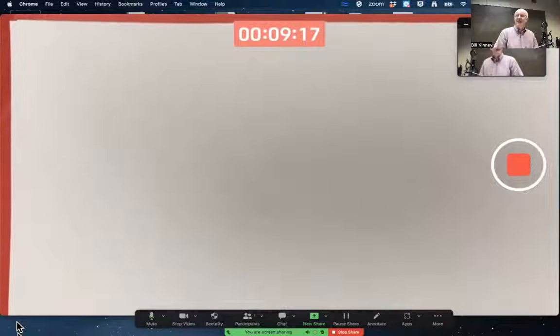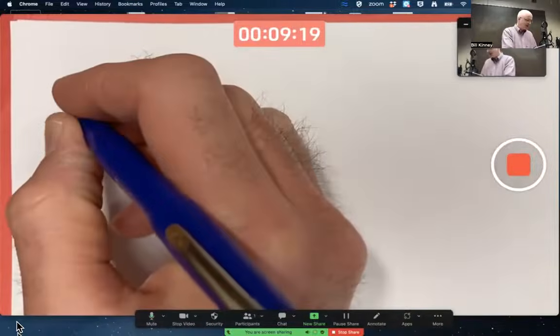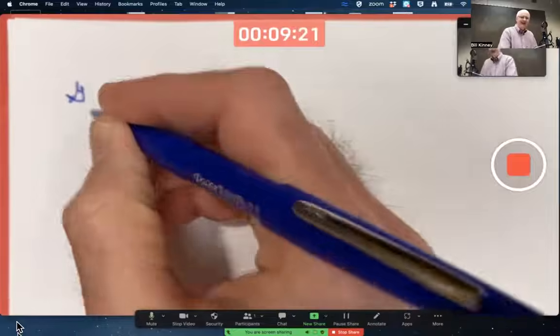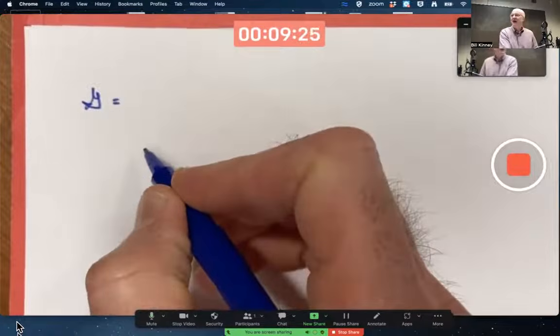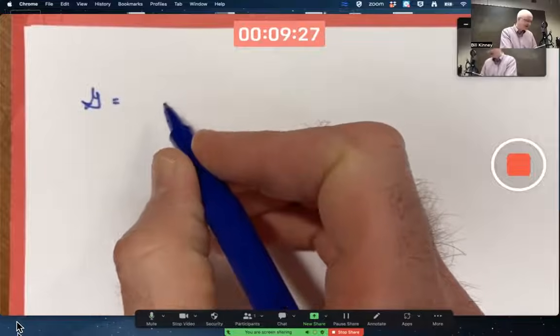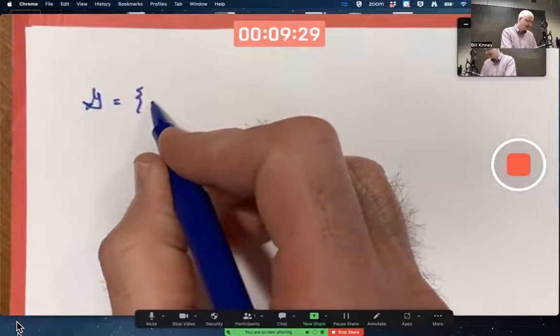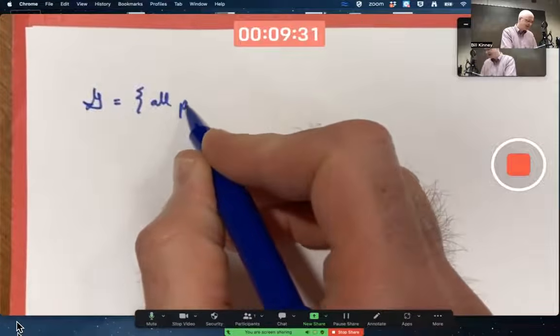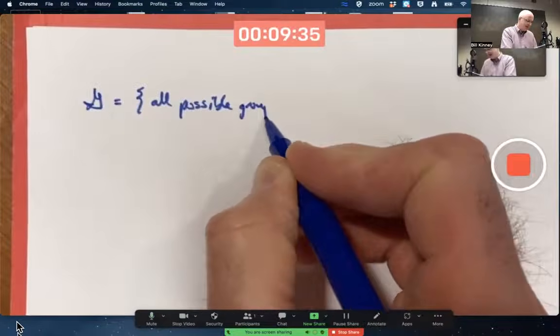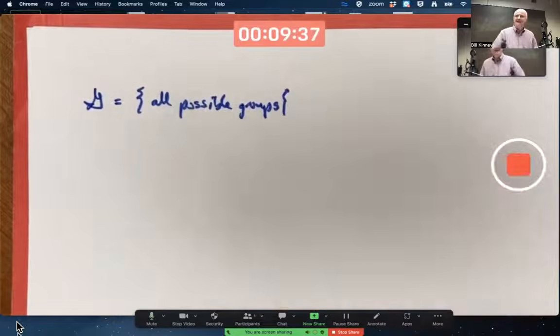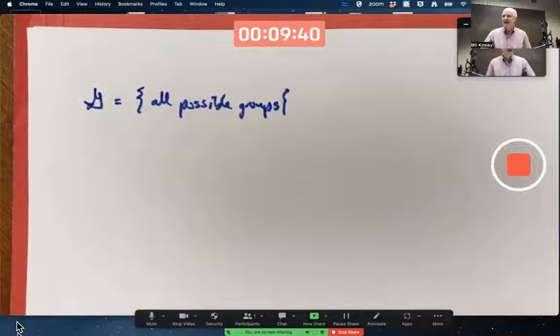Here's a strange thought. Imagine cursive G represents the collection of all possible groups, the set or collection of all possible groups. Any group you can think of is in cursive G. Kind of crazy to think about, huh?